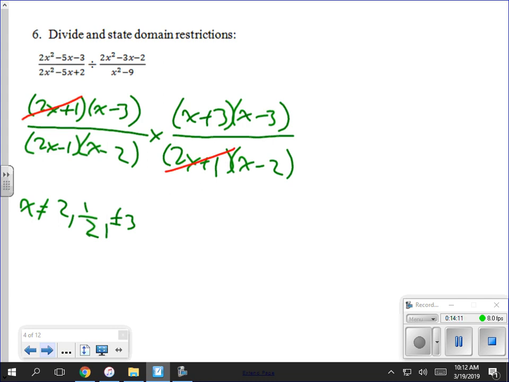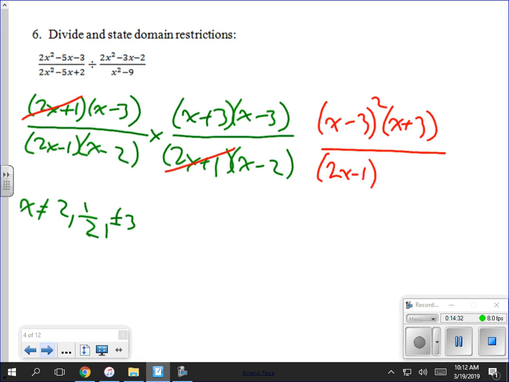Is there anything else to cancel? No, sometimes it happens that way. Sometimes nothing cancels, which means everything that you have left is your answer. Here the 2x plus 1's cancel. So I have x minus 3 squared times x plus 3 over 2x minus 1 and x minus 2 squared.